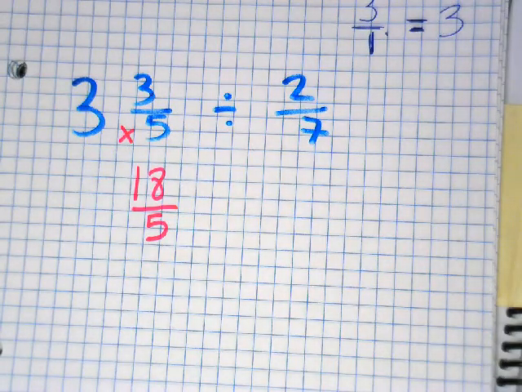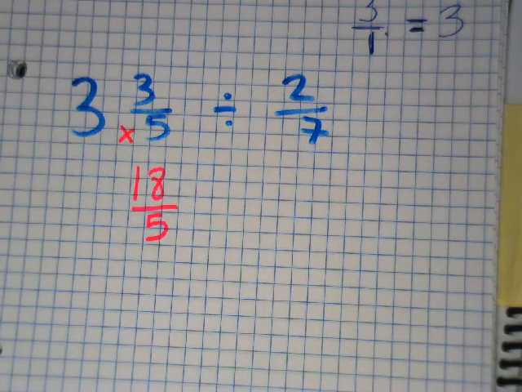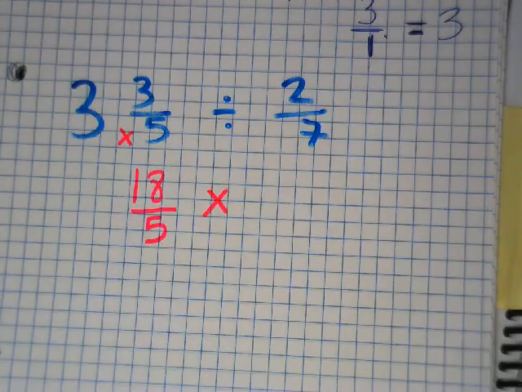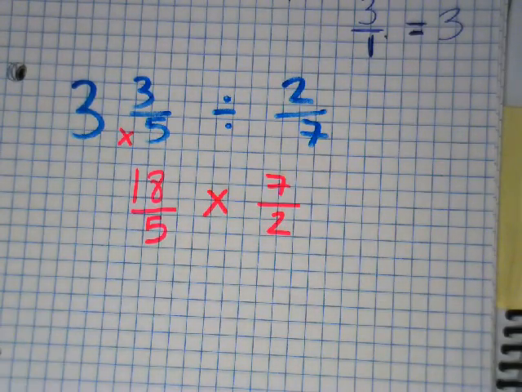Oh, it's going to be nice. I thought it was going to be horrible, but it's going to end up being nice. What does division turn into? Multiplication. And then what does 2 7s turn into? 7 over 2. Who wants to multiply 18 times 7?